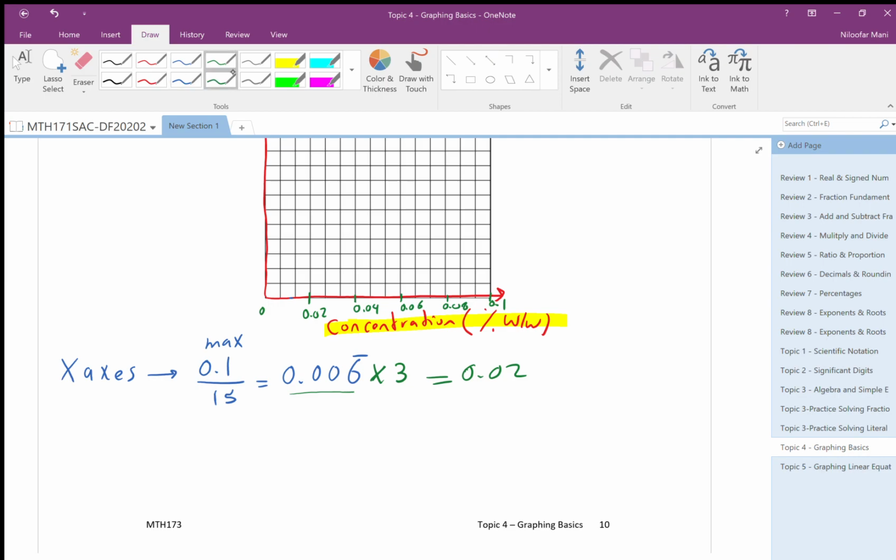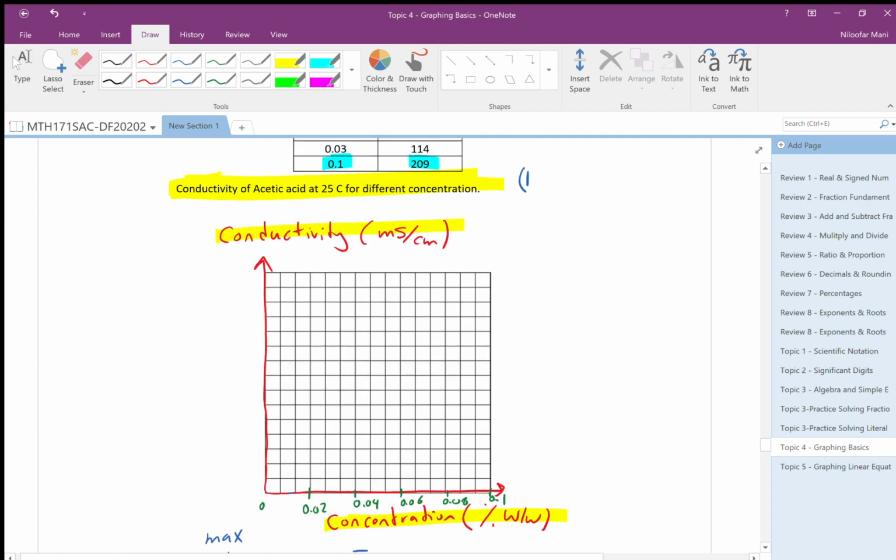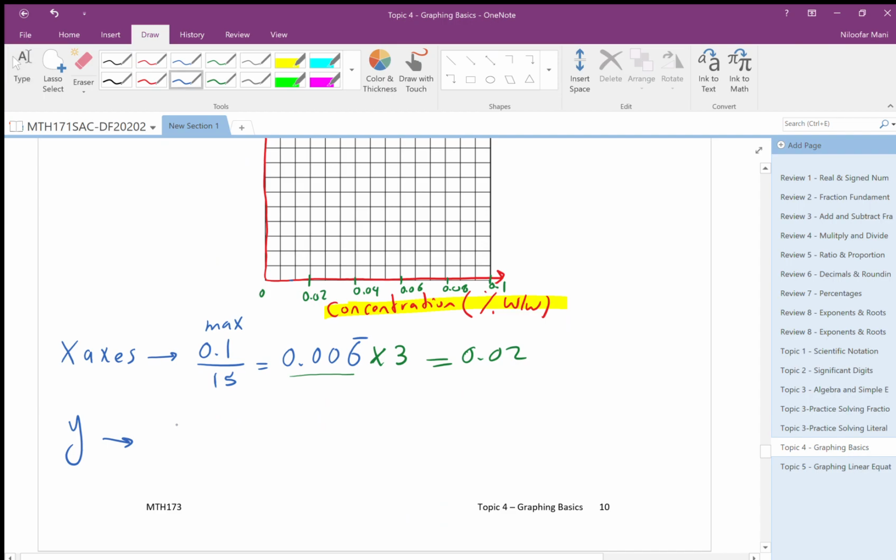Okay, so how about the next? How about for y? For y, what is the maximum value? 209. Okay, so I have 209, and I round up to 210 because this is easier for me.